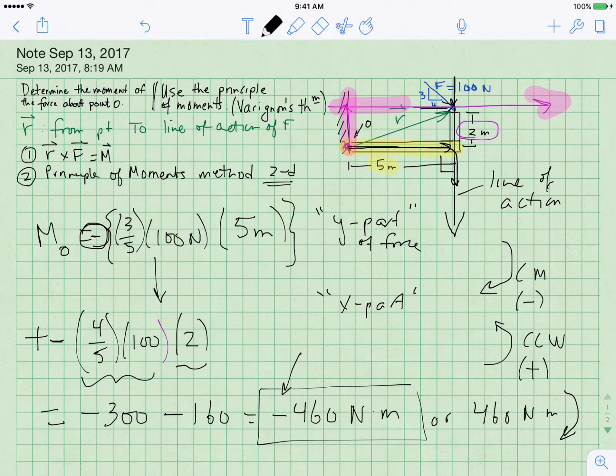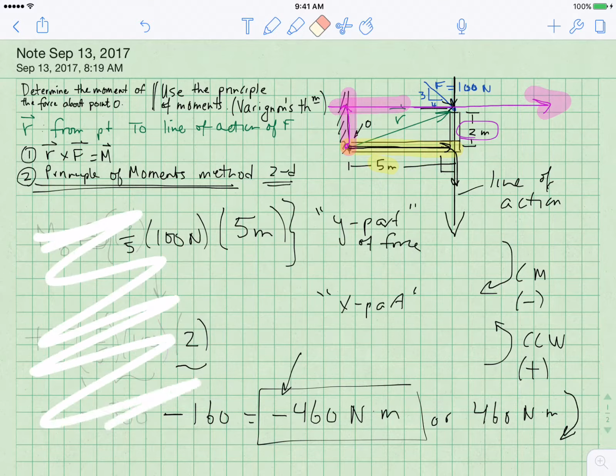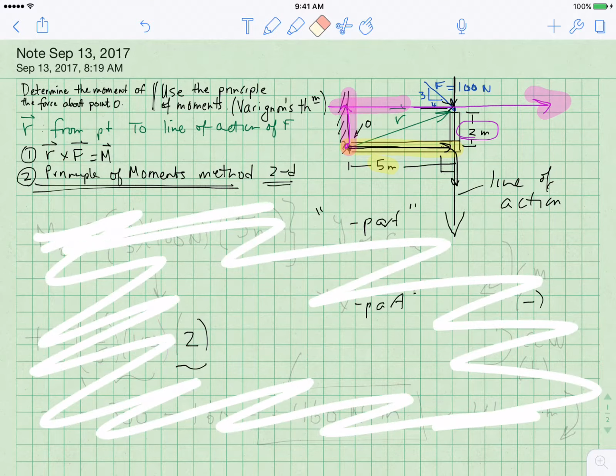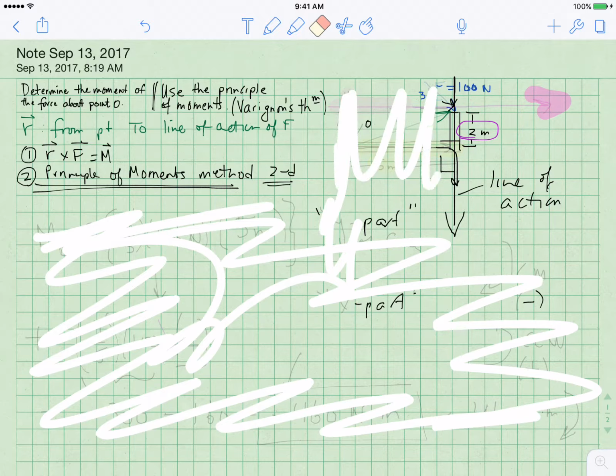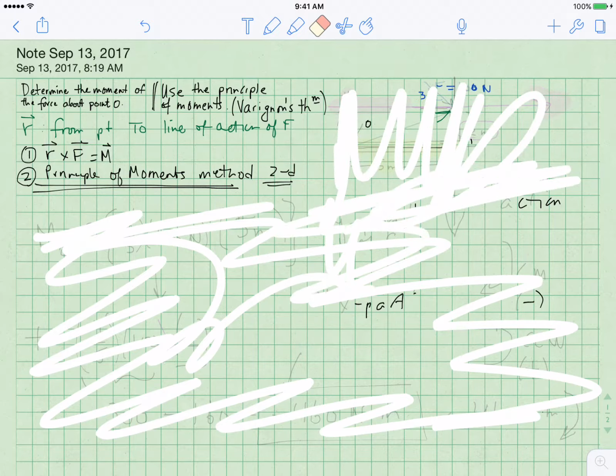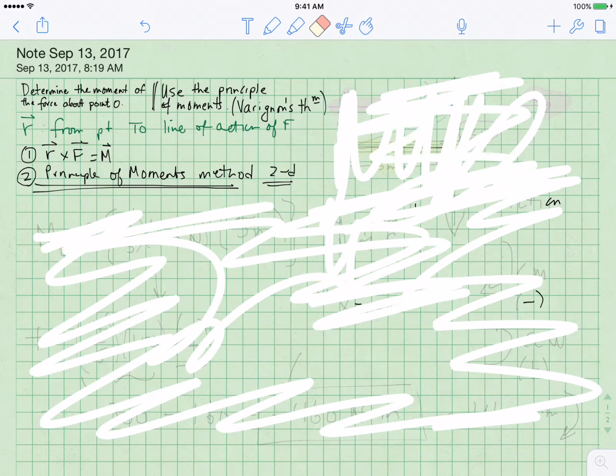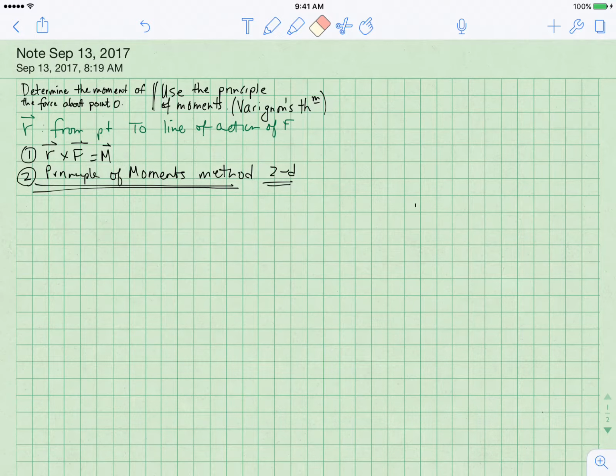All right, so we have solved this problem the second way using the principle of moments method. And now what I'm going to do is erase most of this mess and solve it as r cross f. All right, and I think I've unfortunately erased my diagram, so I'll redraw that pretty quick. All right, so let's redraw our diagram.